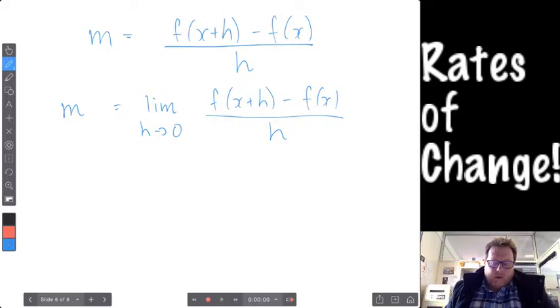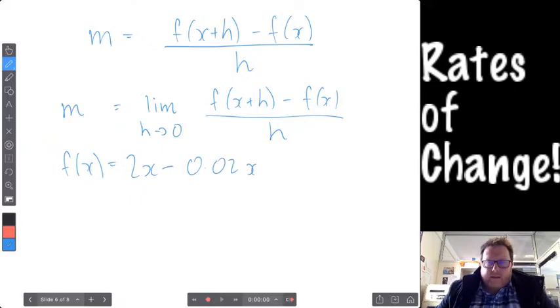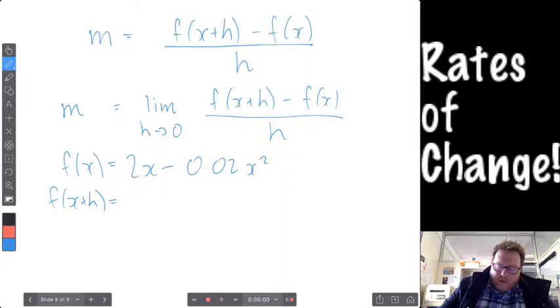Well, the problem was that f of x, I'll just write it here, f of x is equal to 2x minus 0.02x squared. Okay, so that's what f of x is. So a little bit like our translations from the previous unit, if I look now at f of x plus h, then all I'm doing is I'm replacing x with x plus h. So that's 2 times (x plus h) minus 0.02 times (x plus h) all squared.